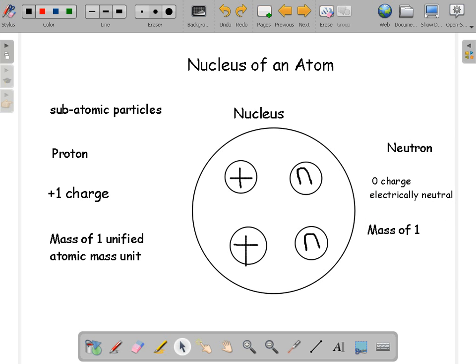Now these two particles have the same mass. They have a mass of 1, but one of them, the proton, has a charge of +1, whereas the neutron has 0 charge. So this is the basic structure of a nucleus.